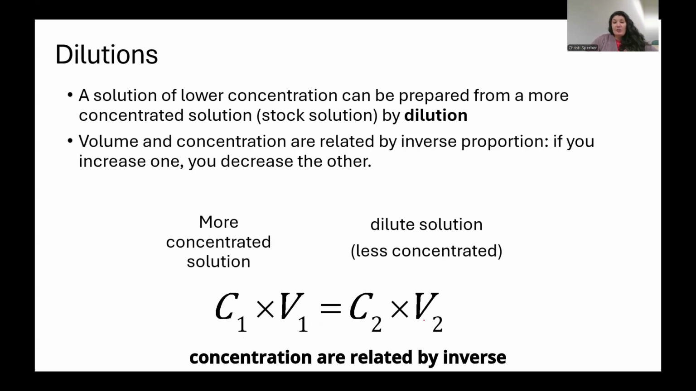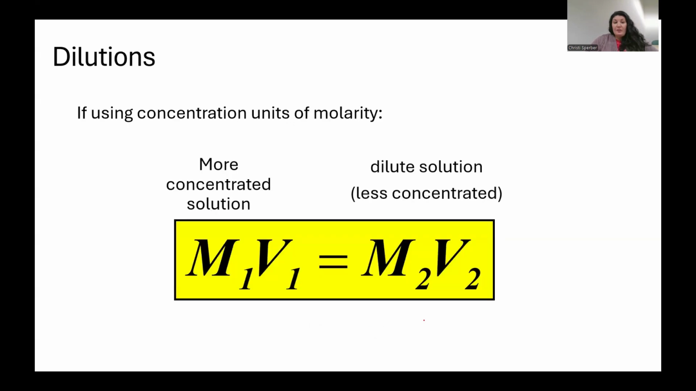Volume and concentration are related by inverse proportion. So if you increase the concentration, you decrease volume, or if you increase volume, you decrease concentration. If you're using concentration units of molarity, the equation changes from C1V1 = C2V2 to M1V1 = M2V2. The C is turned into M because the units of molarity are a capital M.